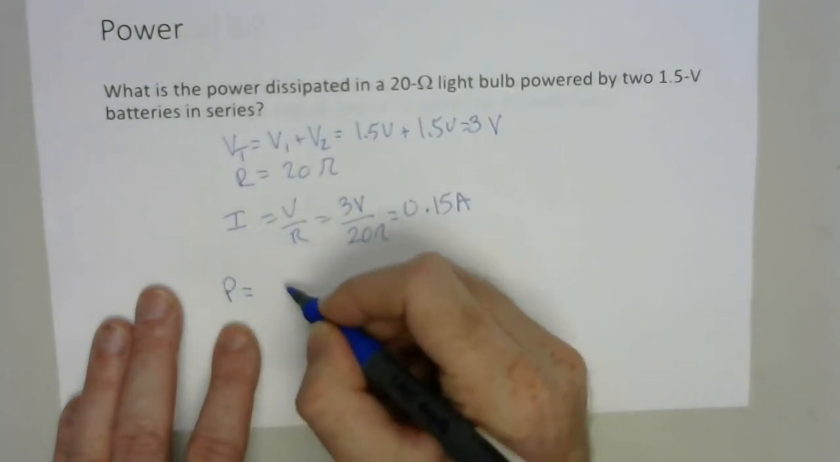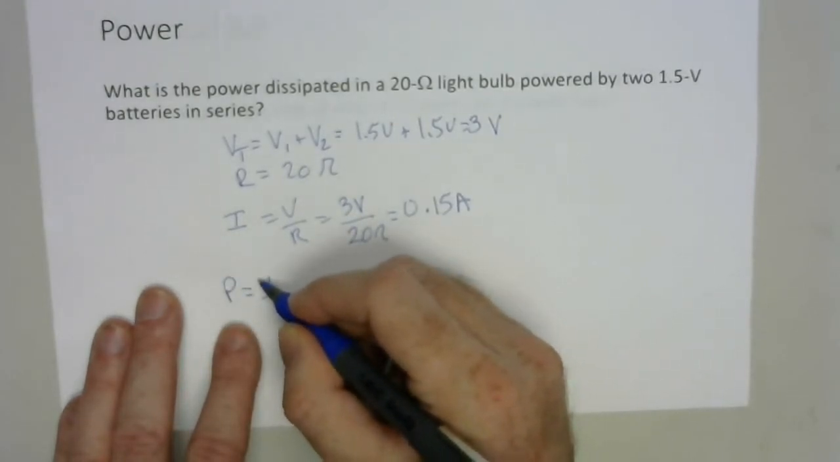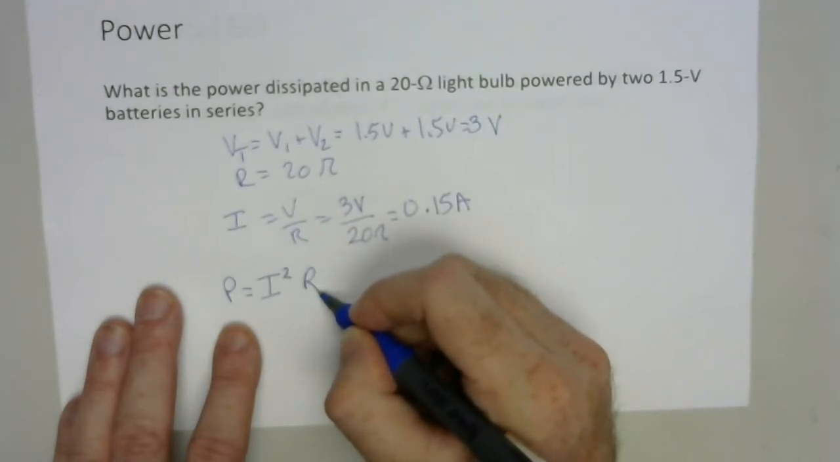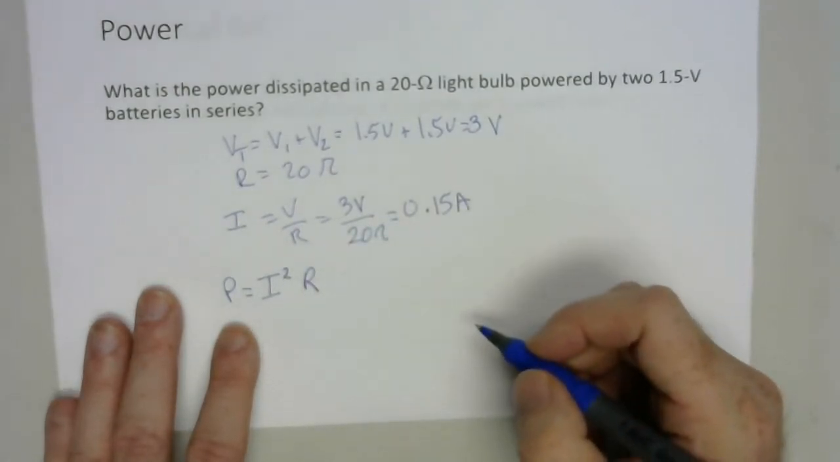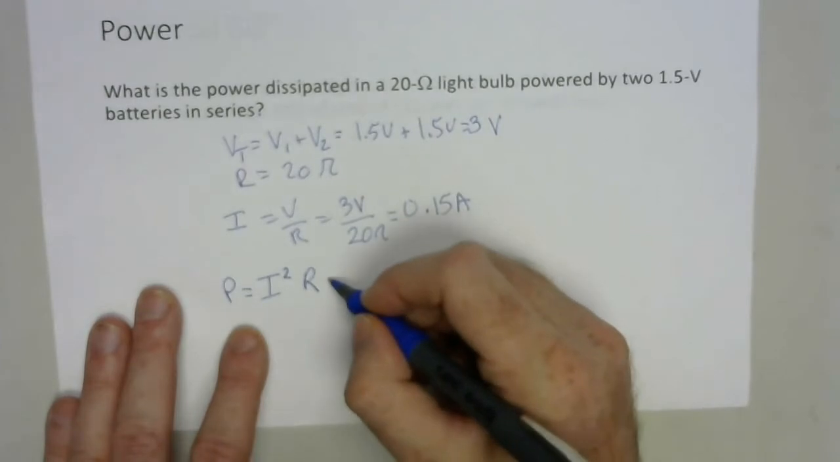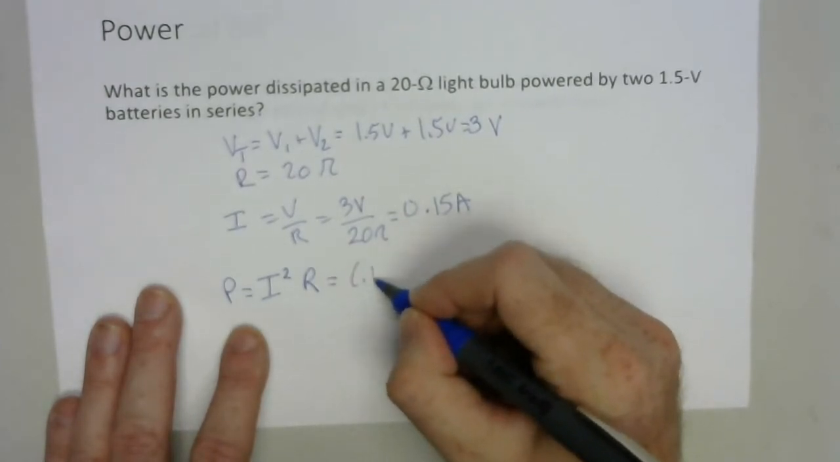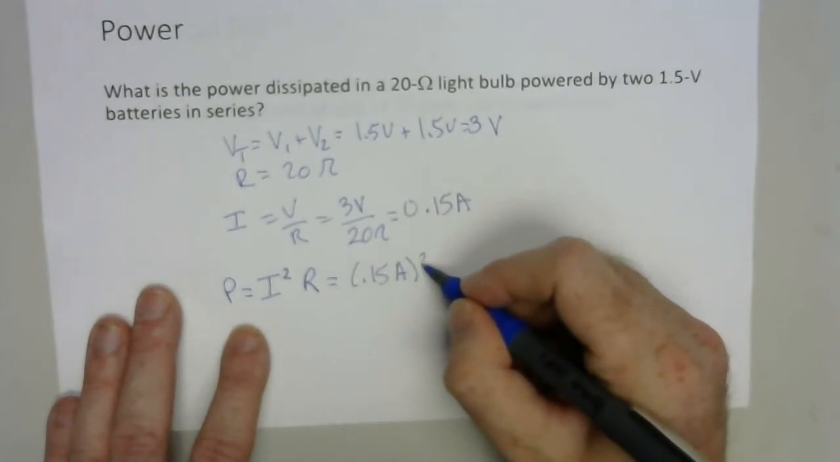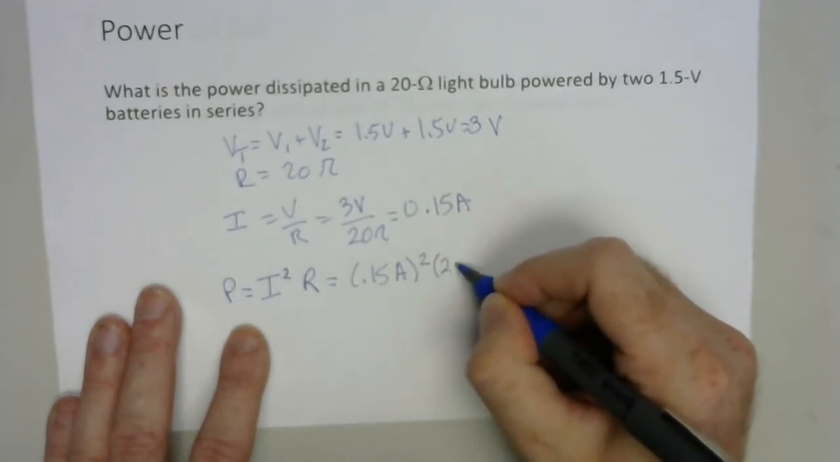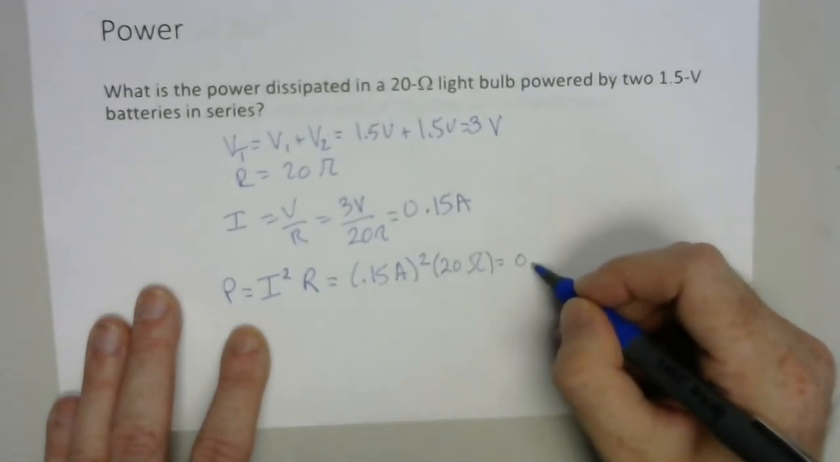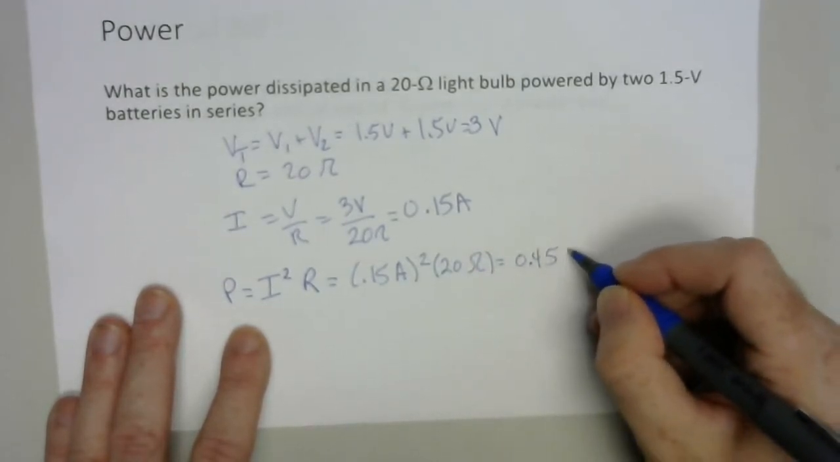Power's formula is, that is the power you lose, is the amount of current you're running squared times the resistance, which is why power lines run at high voltage and low current to minimize this loss to resistance. Regardless, we're going to plug in our 0.15 amps that we calculated from Ohm's law. We're going to square that times 20 ohms, and we're going to get 0.45 watts.